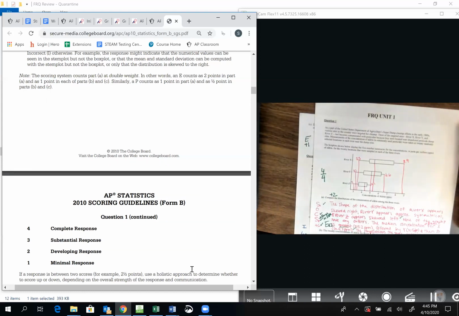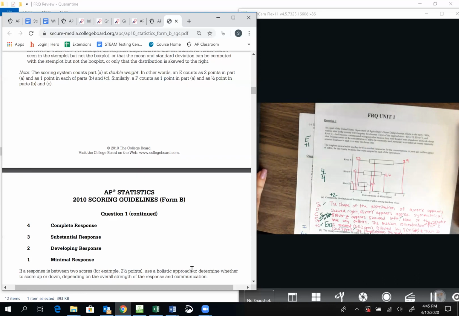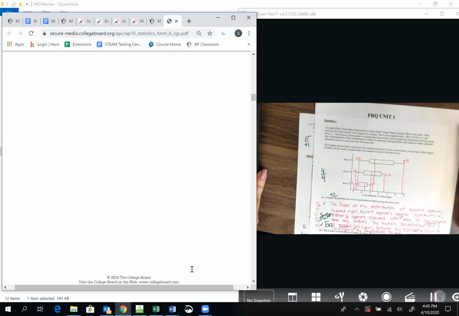If you had, say, a 2.5, you look at it holistically. Did I forget something minor or did I forget something major? What was I losing points for if you're at half a point? And then they would round you up or round you down. They never do half points. Well, we'll see what they do this year with our quarantine, but they typically do not do half points. This is an older scoring guideline, so things might be a little bit different now. I tried to pick the older questions because we hadn't seen them before.